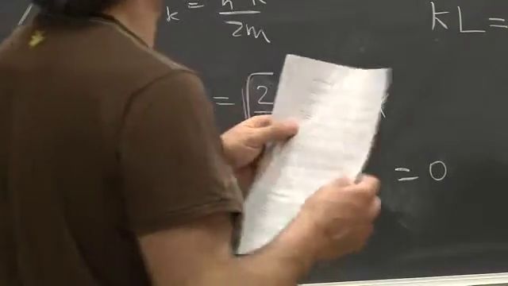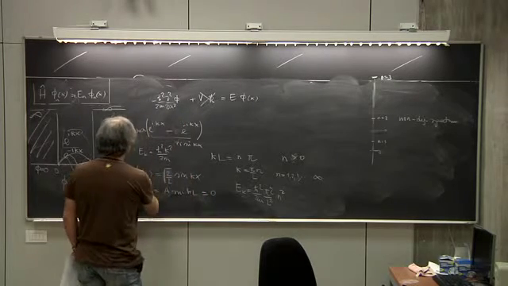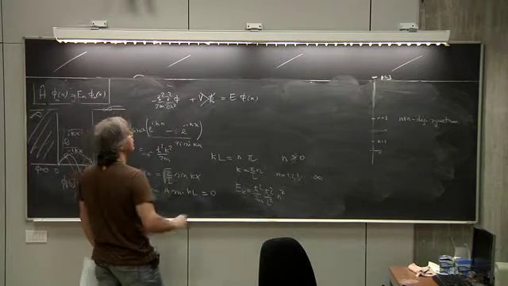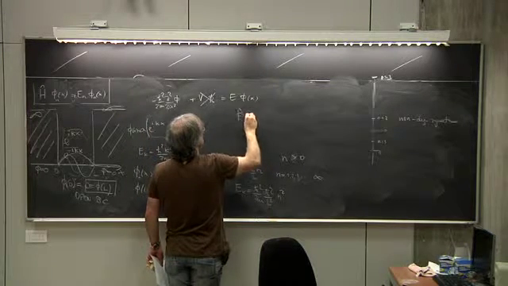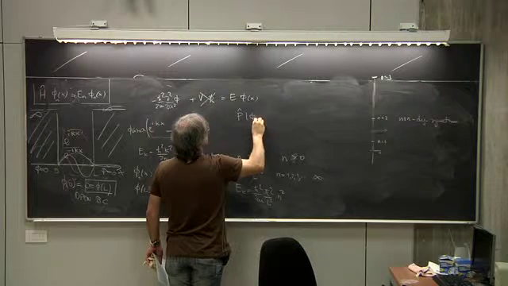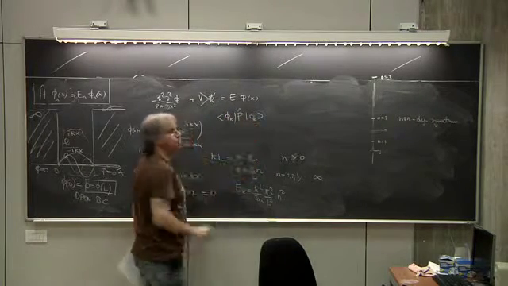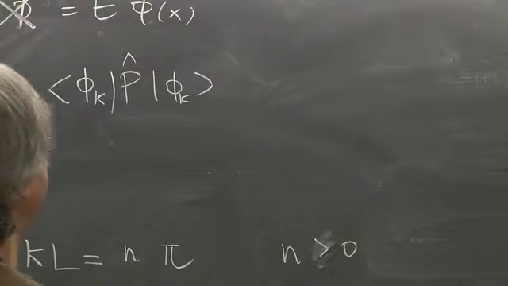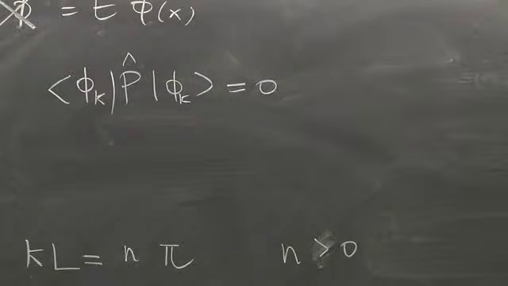Then there is a series of things that you can verify. For instance, call phi k those functions. You can prove that if you calculate the momentum operator, the average momentum is 0. Exercise for you. It's a very simple thing.